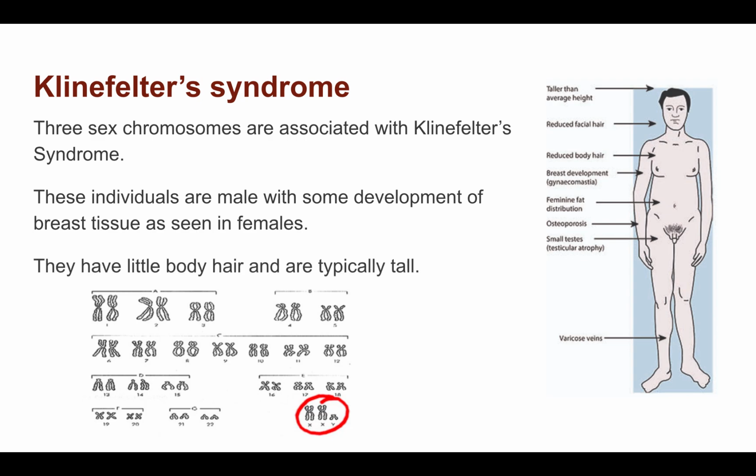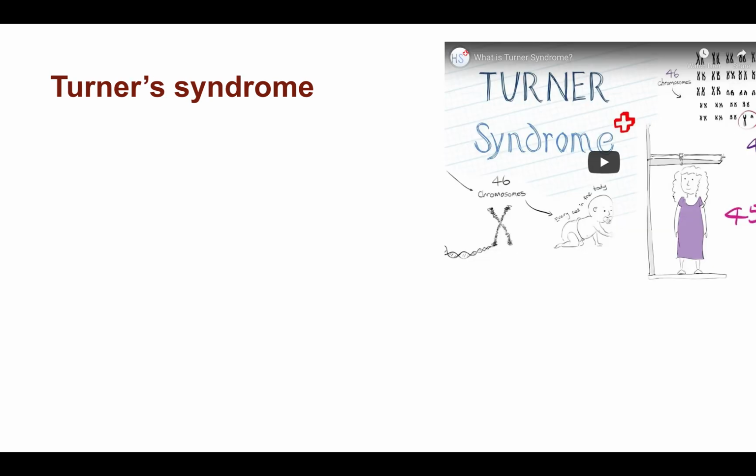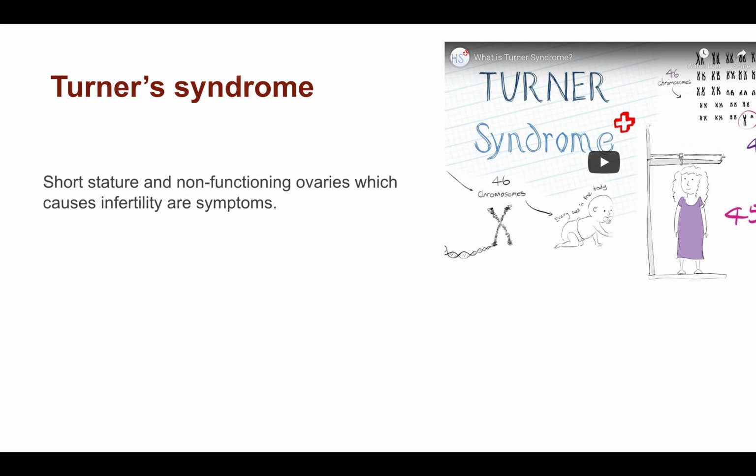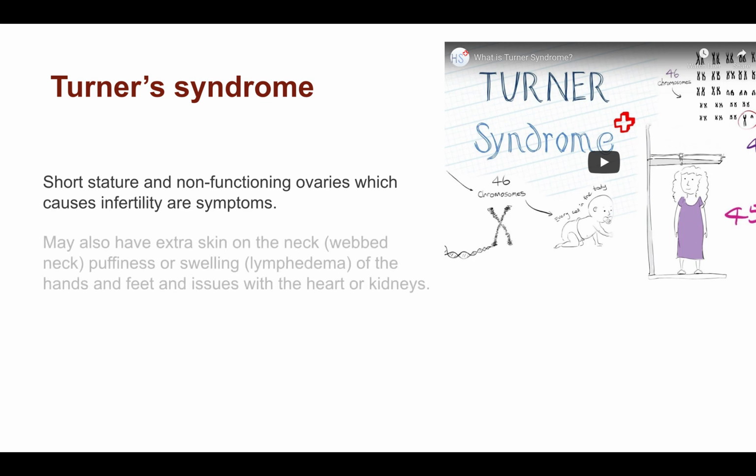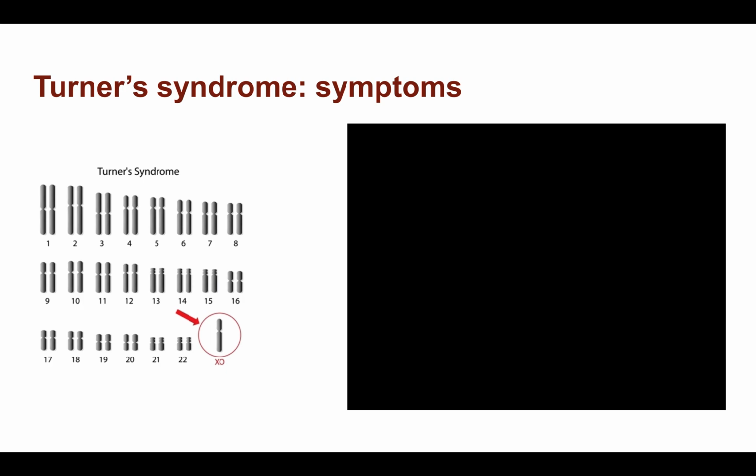Oh my goodness, sorry about this. Turner's syndrome, there's a little video there for you to watch. Women with Turner's syndrome, this is another problem with the sex chromosomes. Short stature, their ovaries don't work, they have infertility, puffy neck, and so on. You can read all of that. And again, the double things.